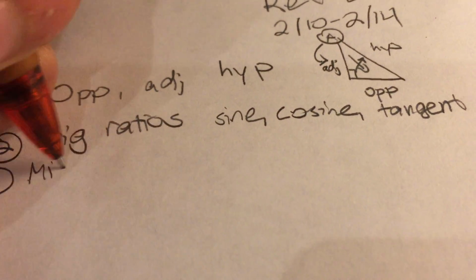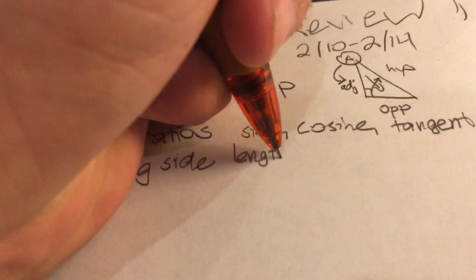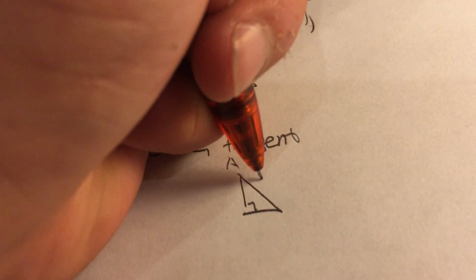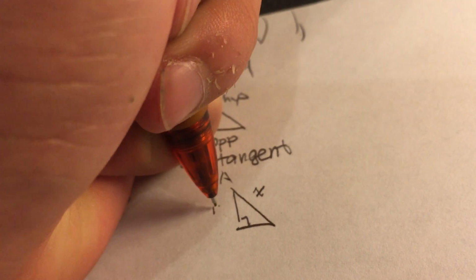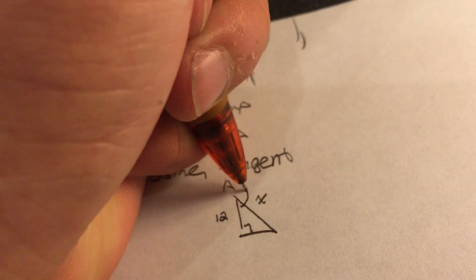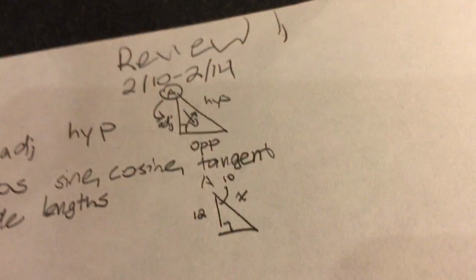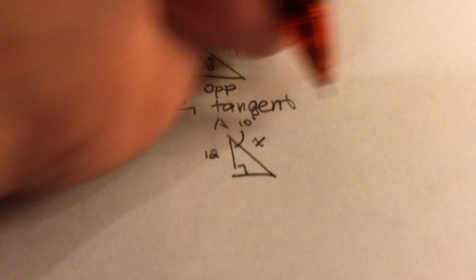Review part 3. Missing side lengths. I mean, this one wasn't that hard. It's not much. So, say this is x, and you know this is like 12. This is 10, that's 10 degrees. Then, what would that be?